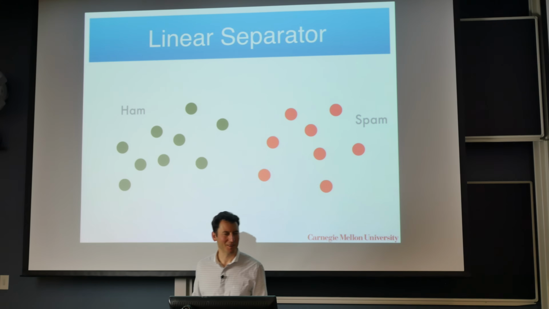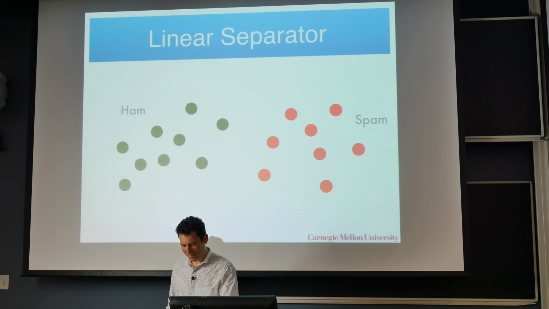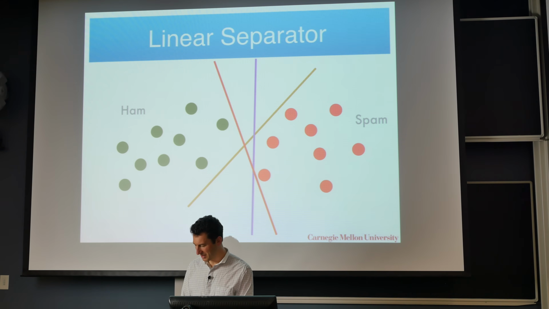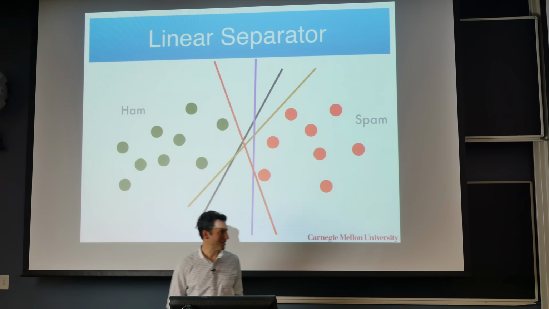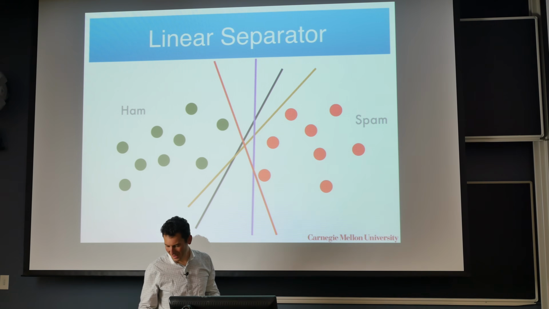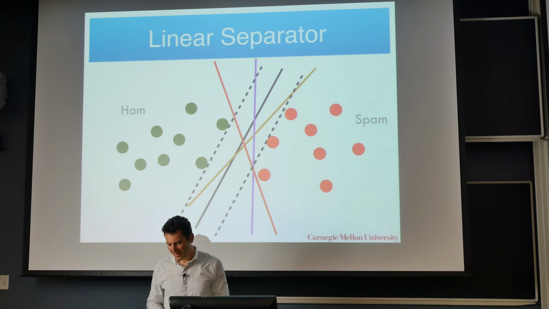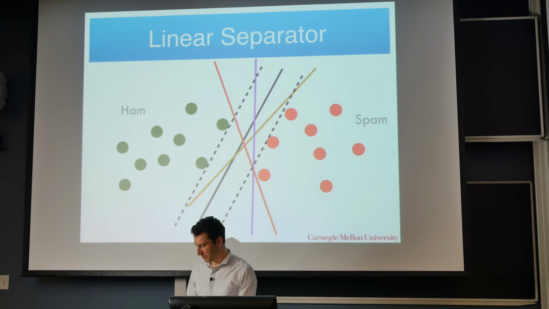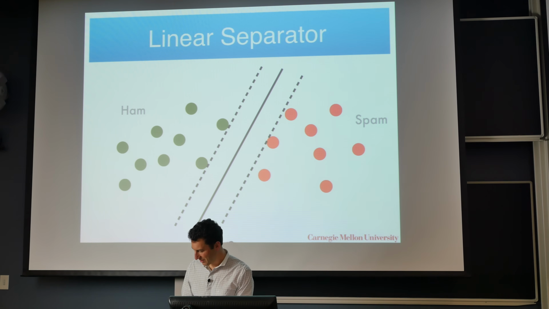Okay, so let's go back to data points. We have ham and spam, and remember we had a linear separator, and we could have many of those linear separators. Then, of course, the question is, which one is the best that you could possibly pick? The best one is the black one because, as you would have already imagined, it has the largest margin of separation from everything else. So let's just focus on this black one.